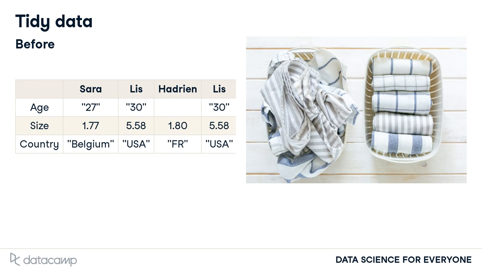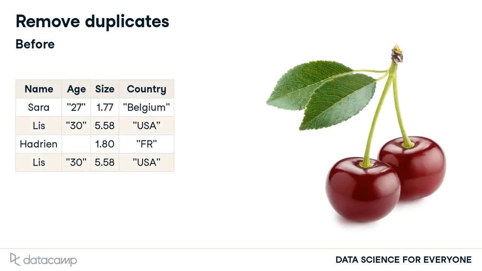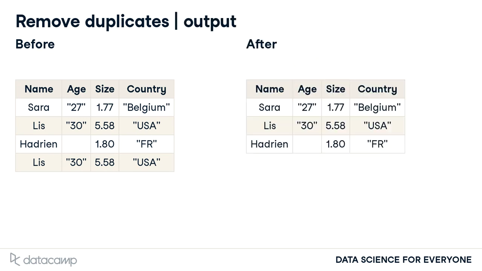It's easy to do that programmatically with Python or R. They also help with the other cases you're about to see. The data looks much clearer this way. In general, you want to remove duplicates. Python and R make them easy to identify. Here we can see that Liz appears twice. So let's remove the duplicate.